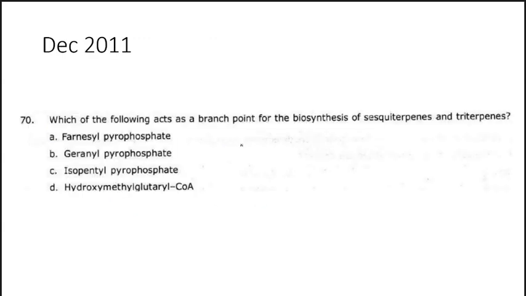One question: which of the following acts as a branch point for the biosynthesis of sesquiterpene and triterpene? Triterpene is C30, sesqui is C15. Which one is the branch point? We discussed geranyl pyrophosphate is a monoterpene, which is C10. Isopentenyl is C5, not related here. Farnesyl is C15. So C15 will form sesquiterpene and also triterpene. This is the branch point of biosynthesis for sesquiterpene and triterpene.